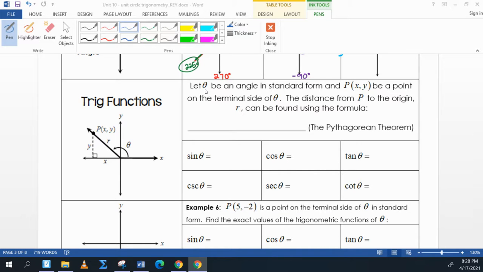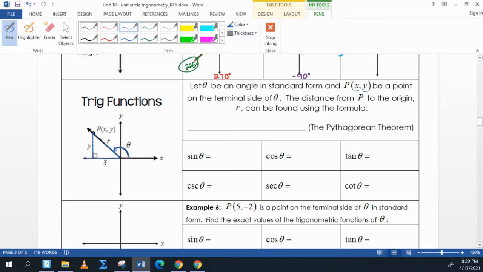So they're going to let theta be an angle in standard form. Here's your theta right here, that angle right here. They're going to give you a point, an x and a y point that's on the terminal side of that angle. Notice that x and y really give you two sides of a triangle. If you were to draw a triangle, make sure it always uses that x-axis right there.